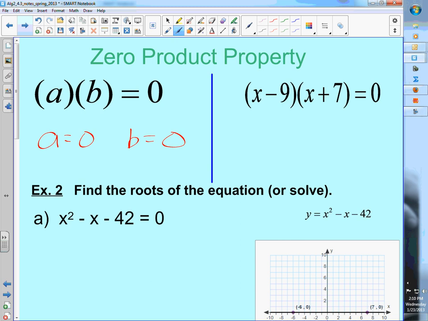No. We can find the roots of this by setting y equal to 0, factoring, and solving, which is what we did. Can we solve this? What do you get? X equals 9 or negative 7. So the roots for that equation would then be what? 9, 0, negative 7, 0.